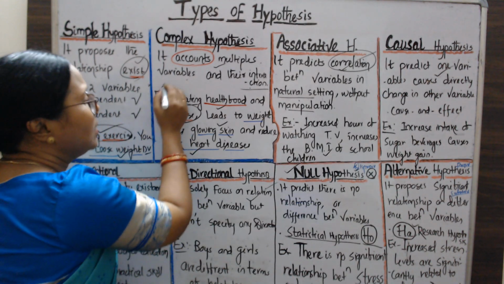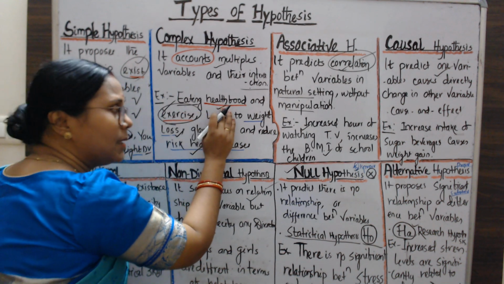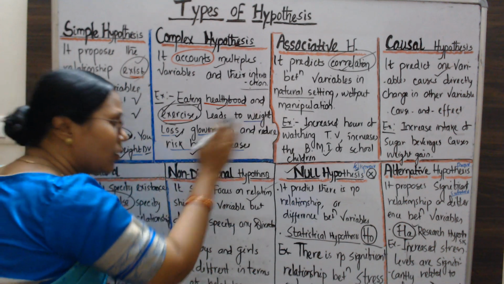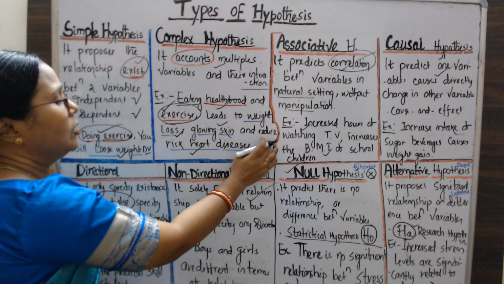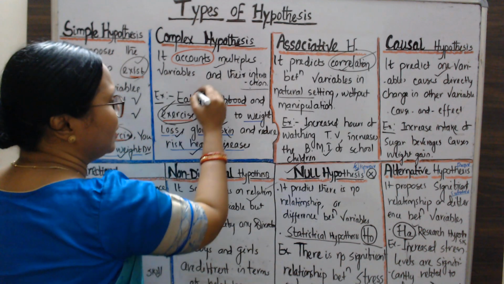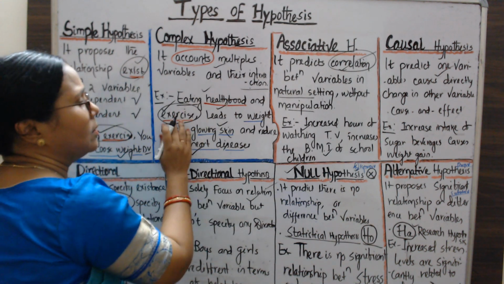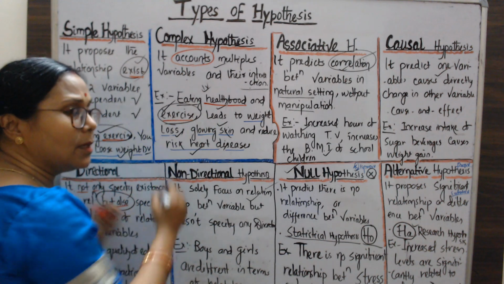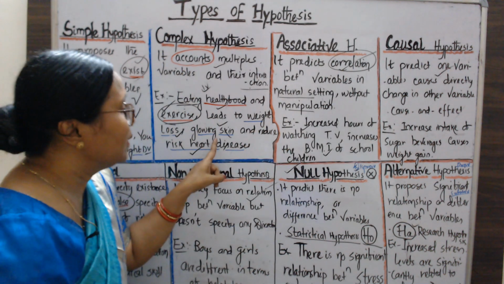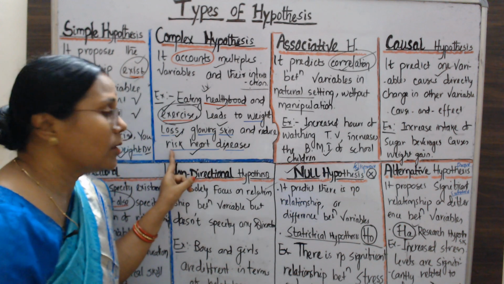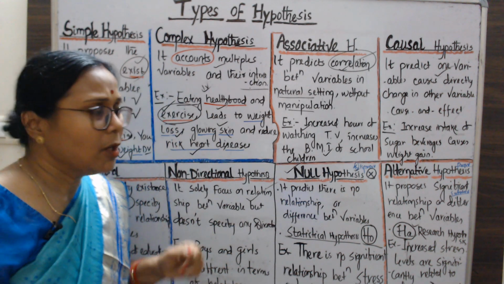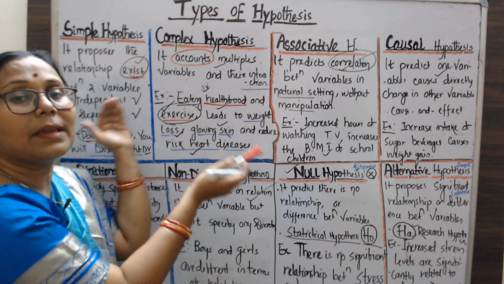Take an example: eating healthy food and exercise lead to weight loss, glowing skin, and reduced risk of heart disease. Here, there are two independent variables: one is eating healthy food, second is exercise. And what happens? The weight will decrease, the skin will glow, and the risk of heart disease will decrease. So there are three dependent variables. So this is called a complex hypothesis.